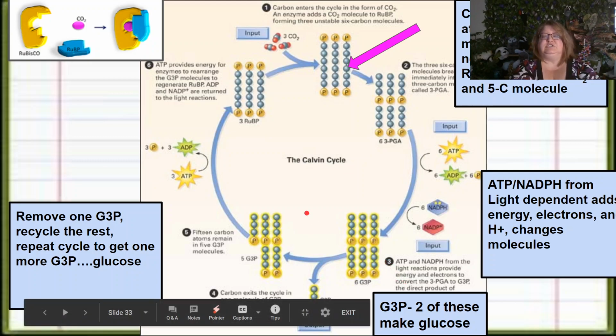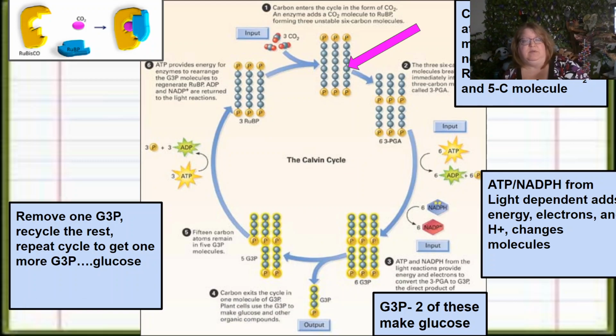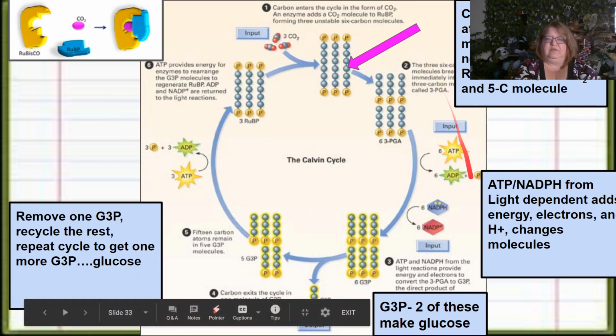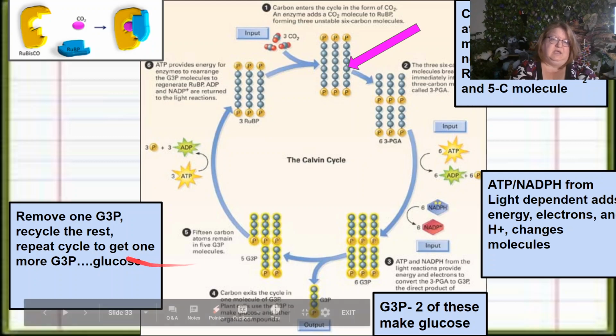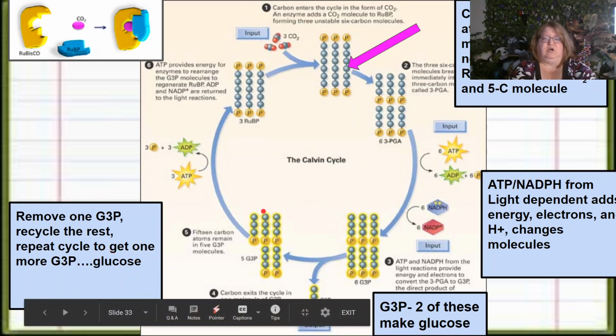A plant needs 2 G3Ps to make glucose, which is a 6 carbon molecule, C6H12O6. So we're going to do the cycle twice to get another G3P out. And then we've got some G3Ps left over. We're going to recycle them back and start the cycle again. And that can seem a little redundant, but remember, this is a very slow reaction. We need as many as we can to get this started.